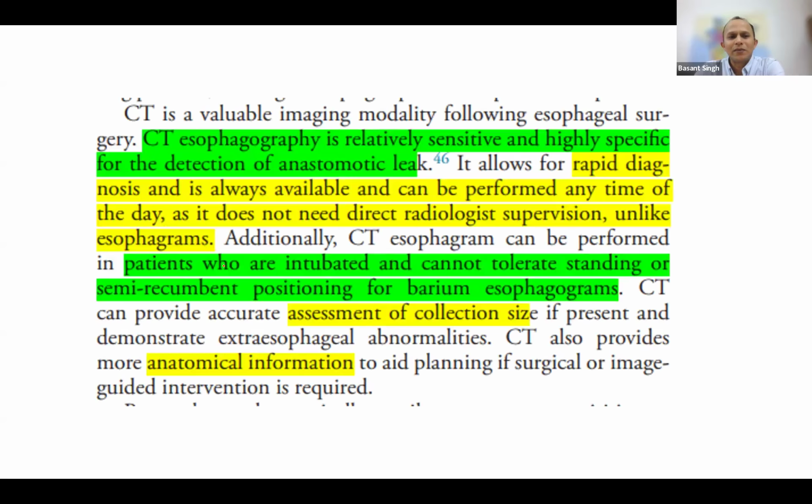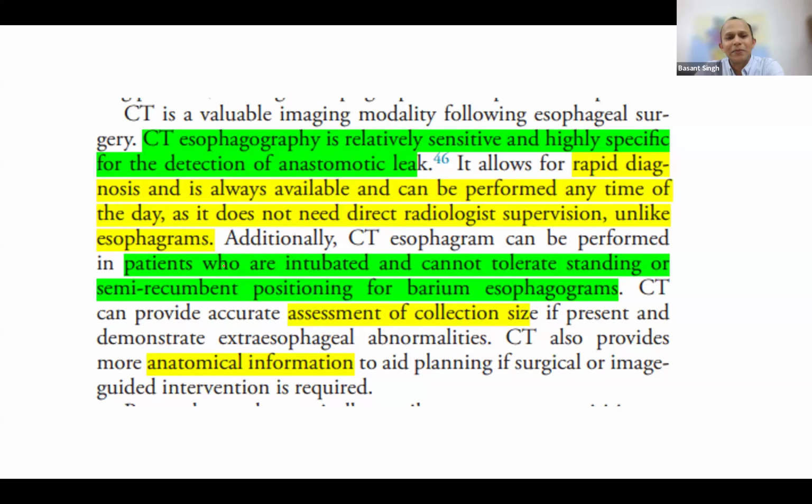So this is what the book says. CT esophagogram is relatively sensitive and highly specific for detection of anastomotic leak. It allows for rapid diagnosis, is always available, can be performed anytime, and does not need direct radiology supervision, unlike esophagogram. CT esophagography should be the ideal test.